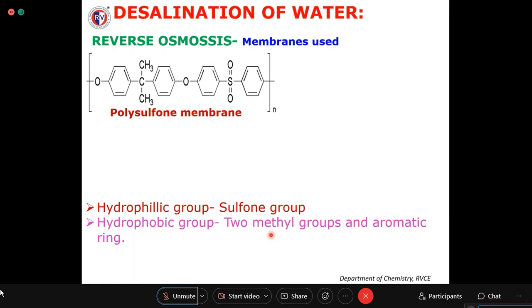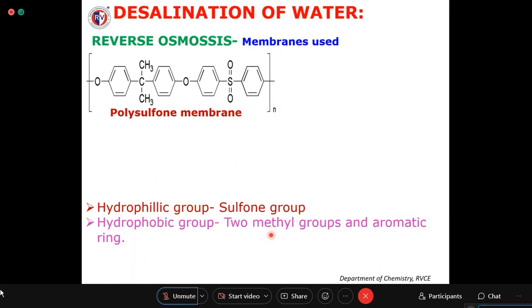Your polymeric membrane should balance these things. It should be hydrophilic as well as hydrophobic. If it is only hydrophilic, what happens? The water molecules will come and settle on the membrane. Are you following this or not? And if it is only hydrophobic, there will not be any filtration. Water will always go away from the membrane. So the hydrophilic and hydrophobic properties should be balanced in the membrane.